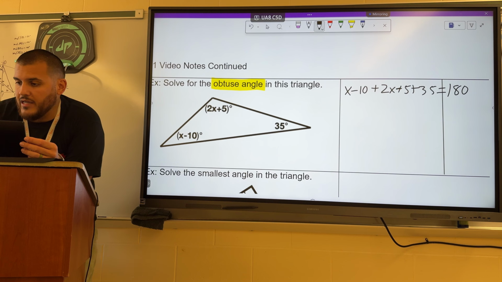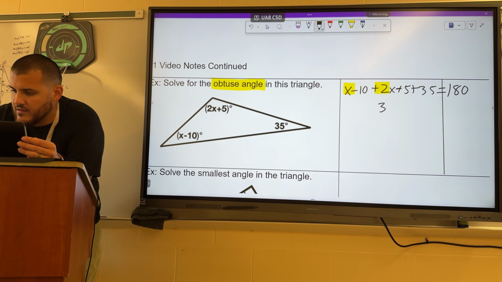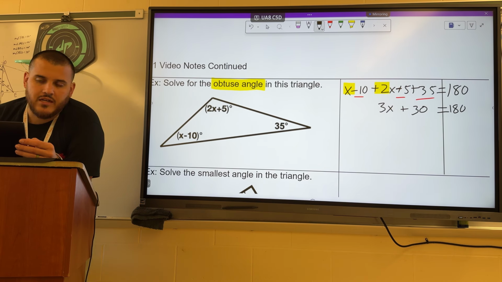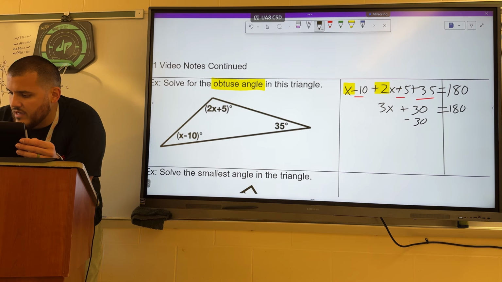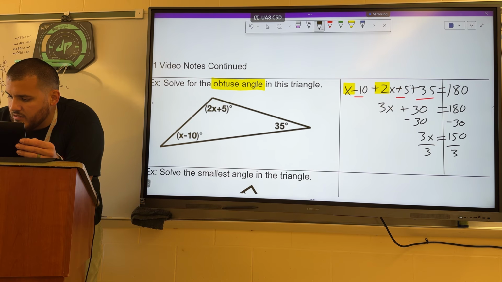I'm starting with combining like terms. I have x plus 2x, that gives me 3 x's on the left side of the equal sign. We have a minus 10, a plus 5, a plus 35. All of those combine to give me plus 30 on the left side. And to get 3x alone, we're subtracting 30 from both sides. And I get 3x equals 150. I can now divide both sides by 3 to determine that x is 50 degrees.